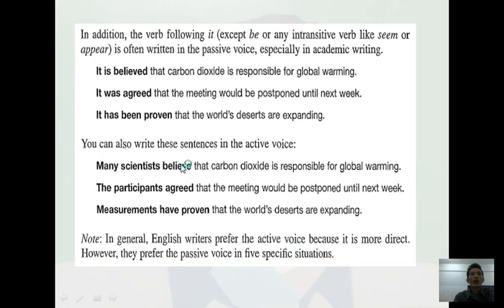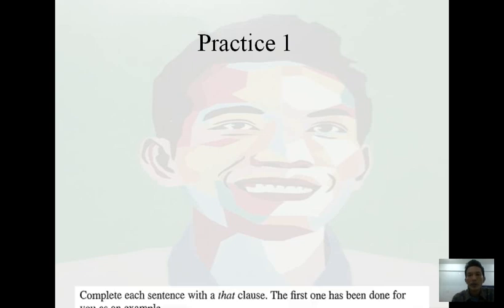Sometimes when we speak, it's very easy for us to use the active voice. But in written format, it's very useful to use the passive voice. But remember, you have to classify the word: it must be a transitive verb. Don't use an intransitive verb.